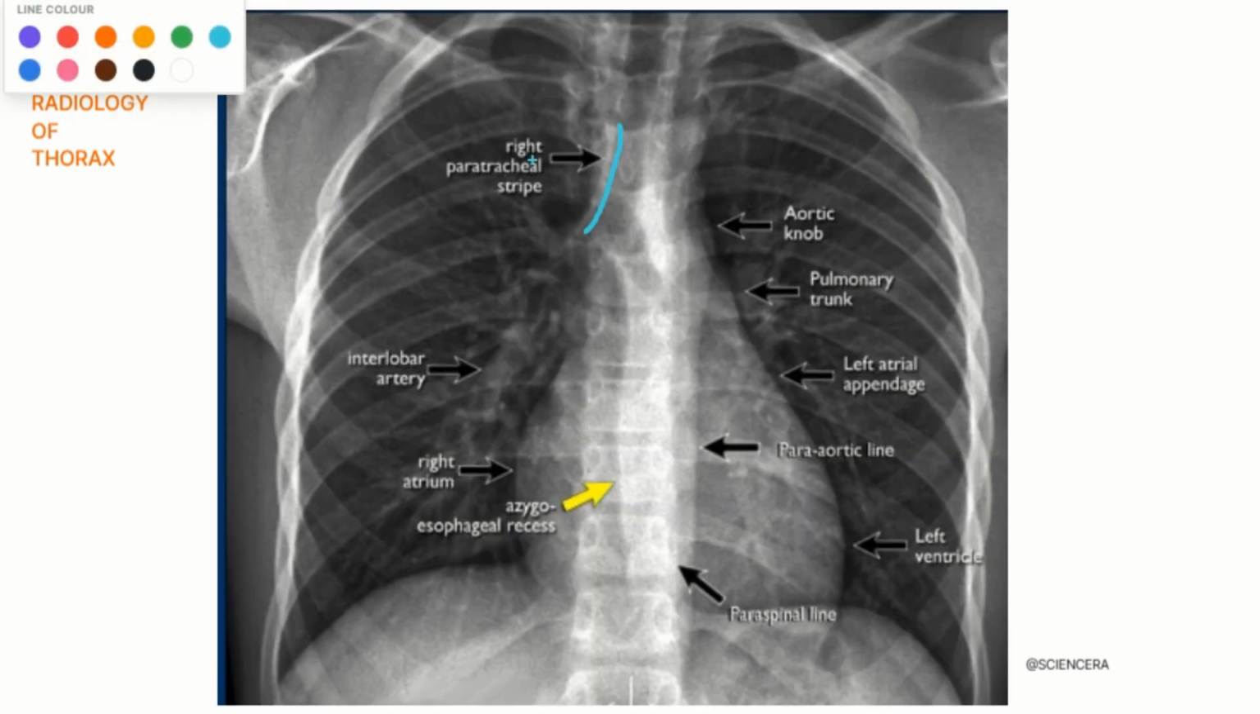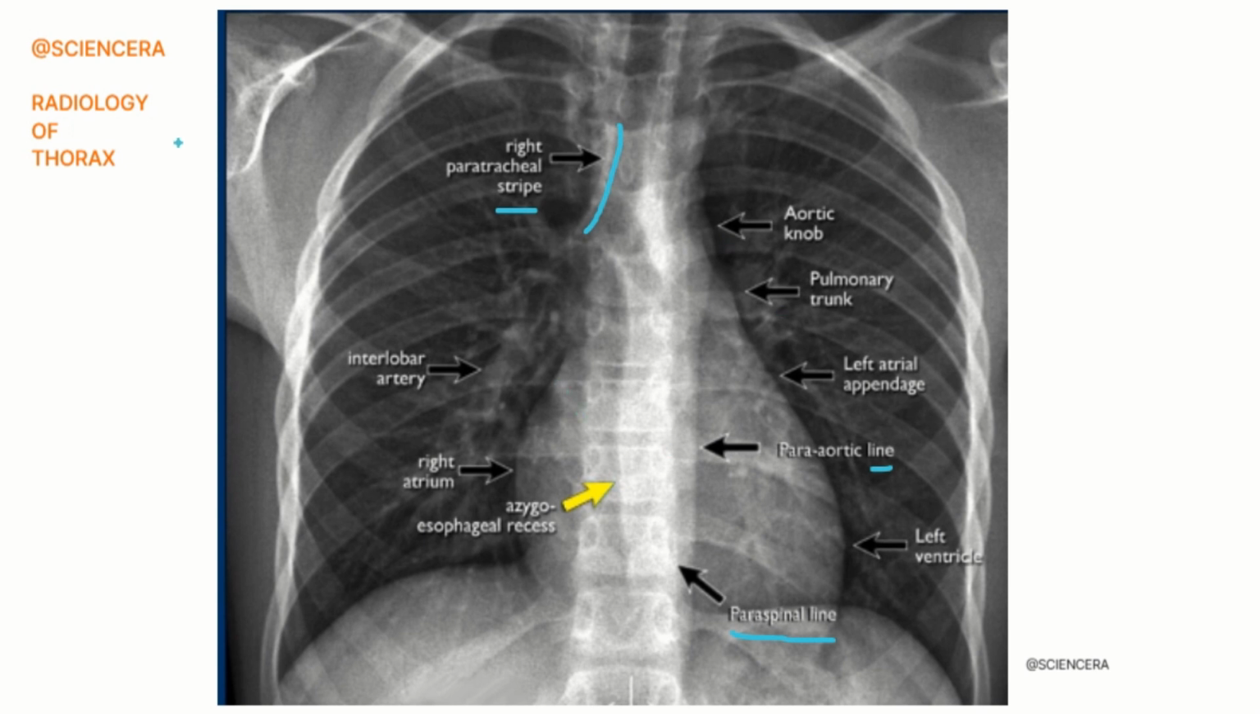So we said that doctors look for the stripes and they look for the lines on the X-ray. Here is your paraspinal line, there is your para-aortic line, there is your right paratracheal stripe. Other than these, they also look for silhouettes. These are the shapes that they can see, like the normal shape of the aorta or the left ventricle of the heart.